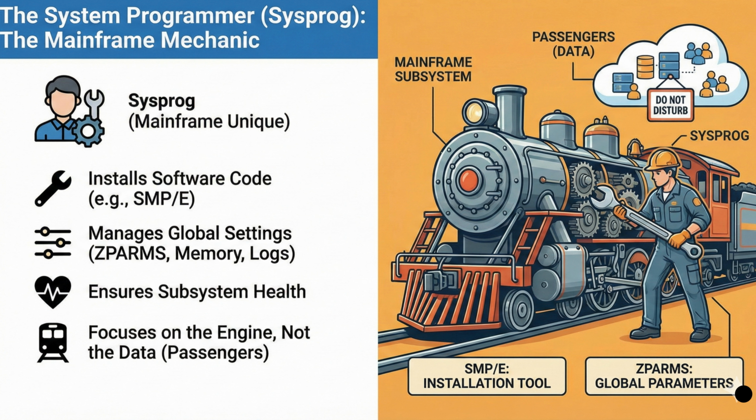In the distributed world, a DBA might install the software. On the mainframe, the Sysprog does it. They're responsible for the health of the subsystem itself. They use tools like SMPE to install the software code. They manage the system parameters, known as zparms, which control global settings like how much memory the entire system can use, or how many logs we should keep. A Sysprog is like the mechanic who maintains the engine of the train. They don't care much about the passengers, the data. They care that the train is moving.